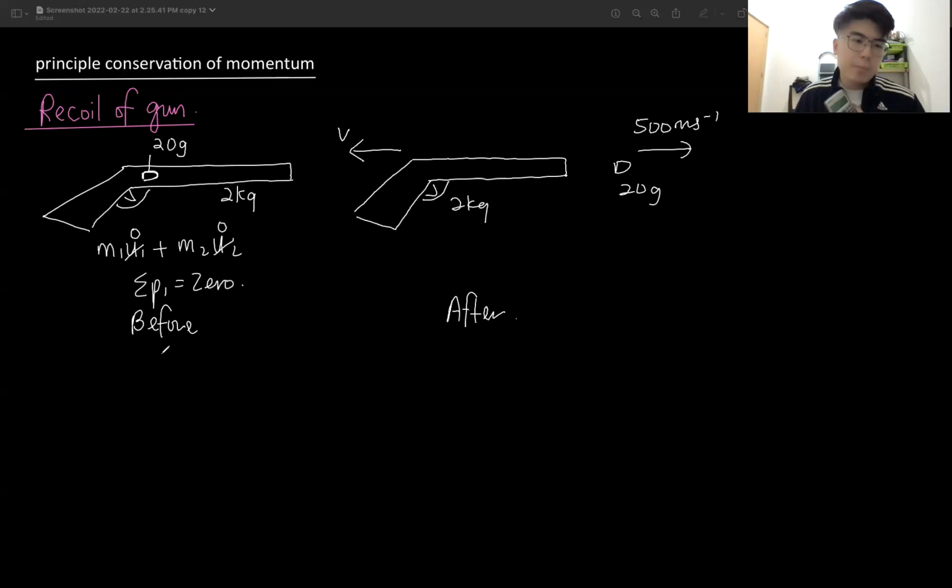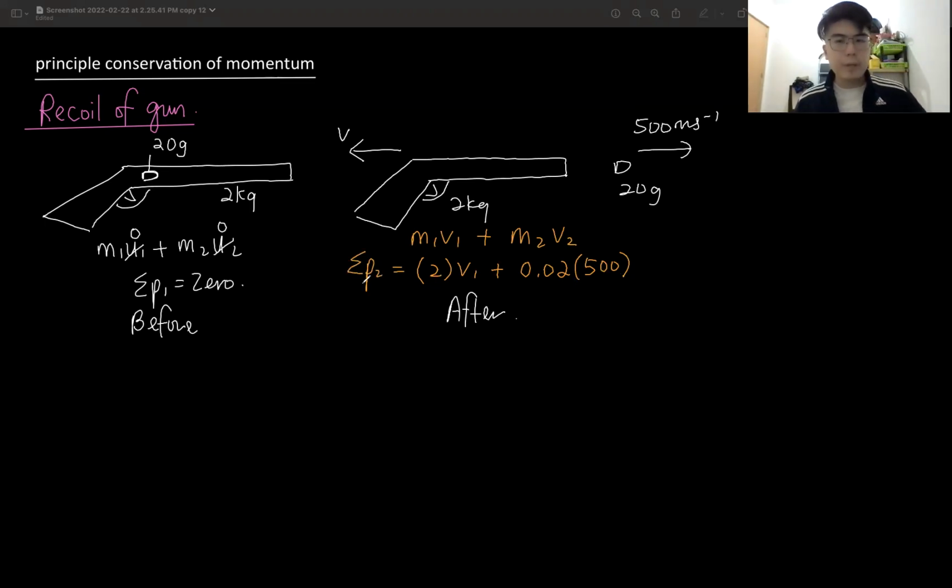Now, we already analyzed the momentum before. What about the total momentum after? We can calculate again: m1 v1 plus m2 v2. M1 is 2 kg into v1. I'm not sure what v1 is, so I just write v1, plus 20 gram, changed to kg, 0.02, times 500. This becomes the total momentum after.